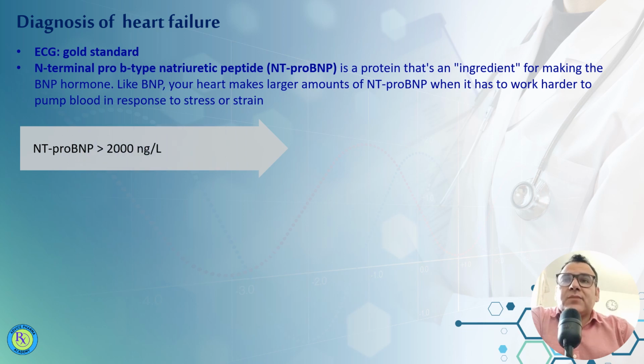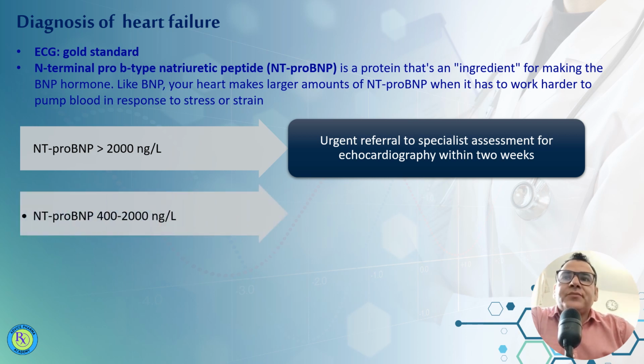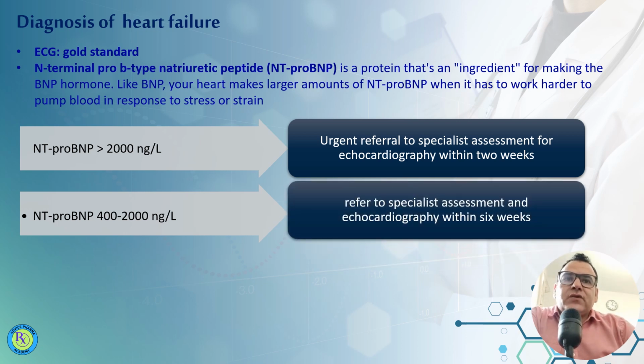According to the lab result, if NT-proBNP is more than 2000 nanogram per liter, there should be urgent referral for echo assessment within 2 weeks. The echocardiogram can confirm the diagnosis, and this should be done very quickly, within 2 weeks. And if NT-proBNP is 400 to 2000 nanogram per liter, we need referral but within 6 weeks, as heart failure is still suspected.